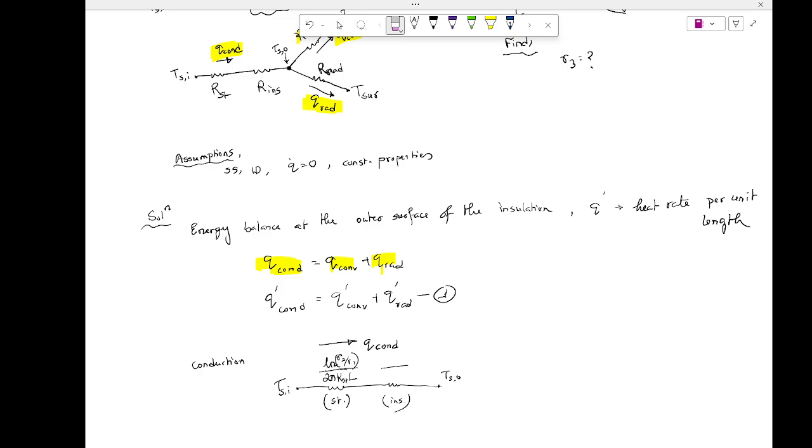Oh, perfect. Can you write the Q conduction equation and find the value of the Q conduction? Now you know these two temperatures, you know everything over here, right? Everything else is known except the L. But you are not trying to find Q conduction. You're trying to find Q single prime conduction, per unit length, right? This L is going to go away.